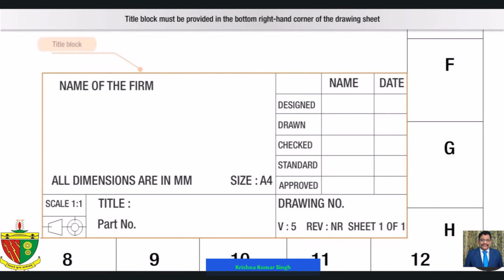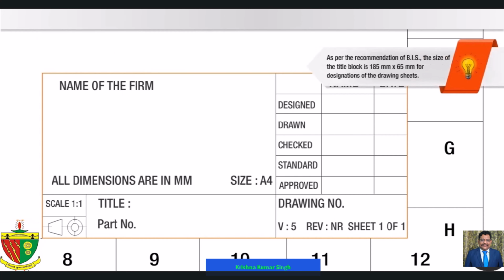Title block. Title block must be provided in the bottom right-hand corner of the drawing sheet. Note: as per the recommendations of the Bureau of Indian Standards, the size of the title block is 185 mm by 65 mm for the designation of the drawing sheets.